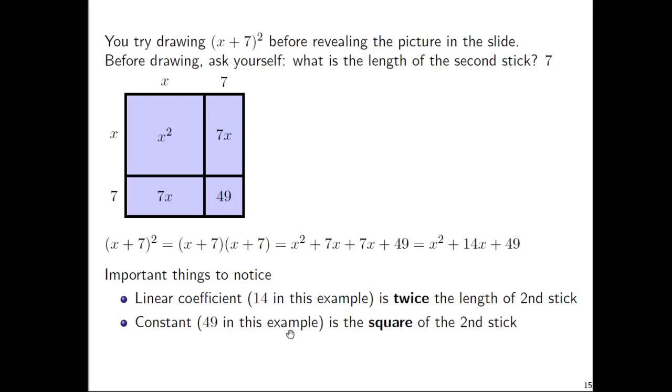That 49 in this example, that is the square of the second stick. Remember, the second stick was 7, and if you square the number 7, 7 squared, you get 49. That makes sense that we have a 49 right here in the end. It's copied from right here, and this 49 came about when you do the multiplications, you expand this out, you FOIL this out, the 7 times 7 is that 49. Okay, these important things to notice always happen in general, and they will be important going forward.